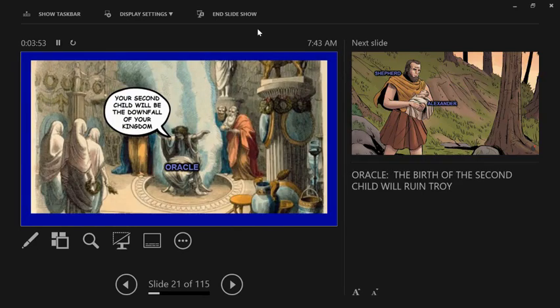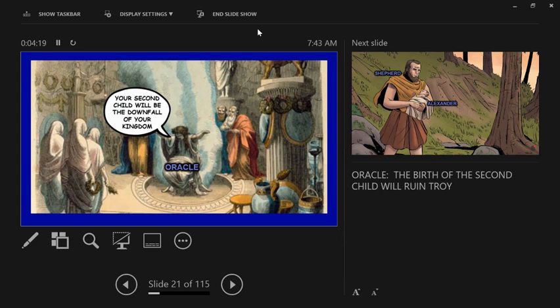And the king and the queen go to the oracle who can predict the future. And so basically, the oracle talks to the gods. And if you have a big question, if you want the gods to answer your question, then you would go to the oracle, ask the oracle the question. She would ask the gods the question. They would answer her back, and she would give you the answer.